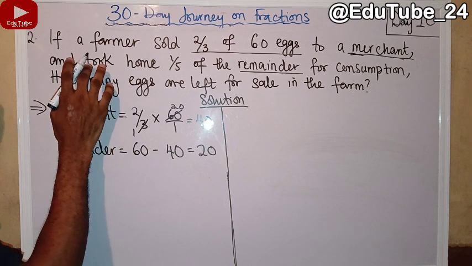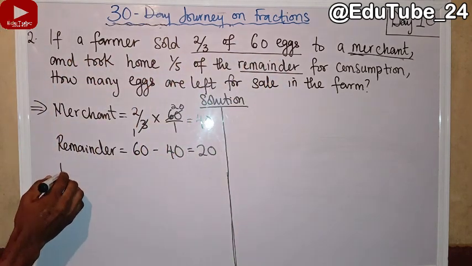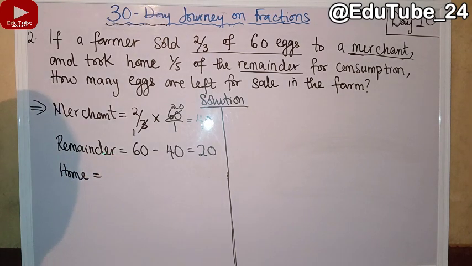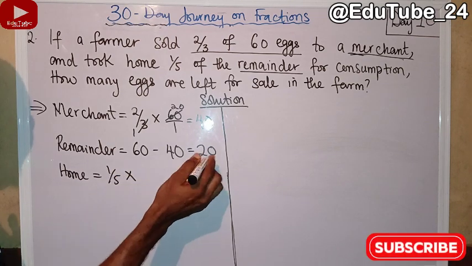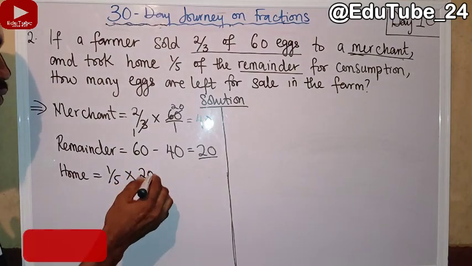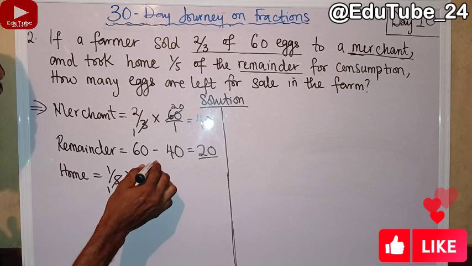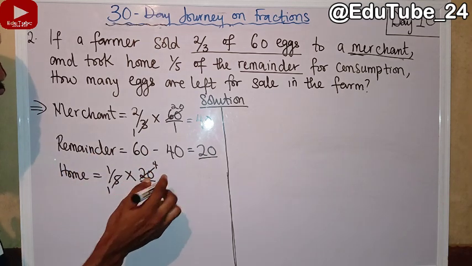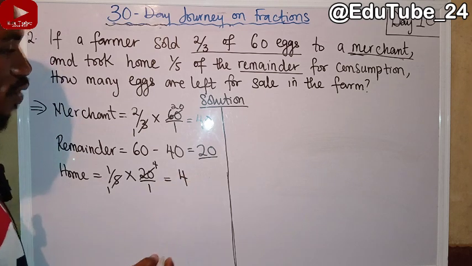And then they said the farmer took home 1/5 of the remainder. So I'm going to write home. It's the number of eggs that was taken home. So home is 1/5 of the remainder. Of will become times of the remainder. We now know that the remainder is 20 eggs. So 1/5 of 20 over 1. 5 goes in 5, we have 1, and 5 goes in 20, we have 4. So in the numerator, we have 1 times 4 and 1 times 1 in the denominator. So certainly, 4 eggs were taken home.